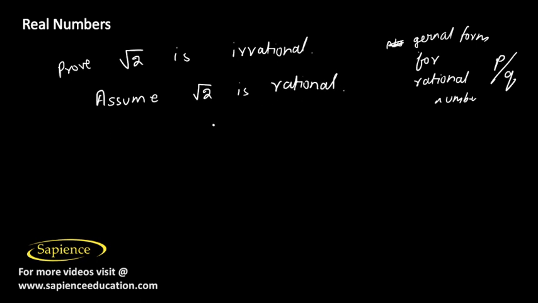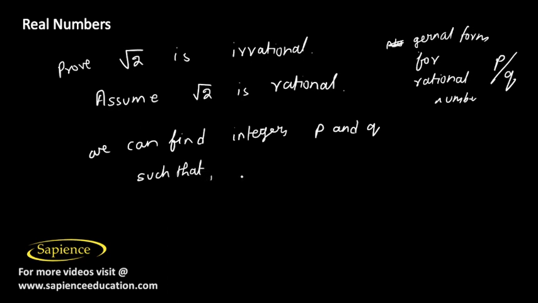So now that we have assumed root 2 as rational, we can find integers p and q such that root 2 is equal to p divided by q and q is not equal to 0. Since root 2 is a rational number, we have assumed that root 2 can be written as p divided by q and q is not equal to 0.